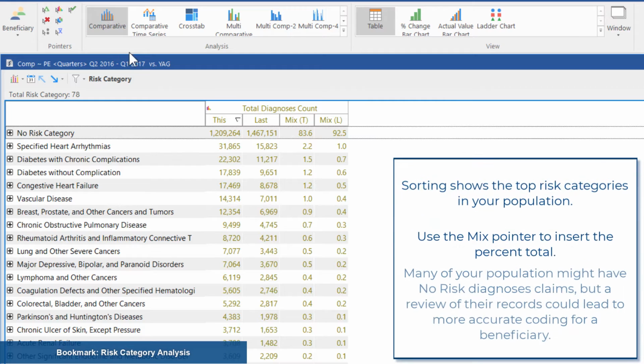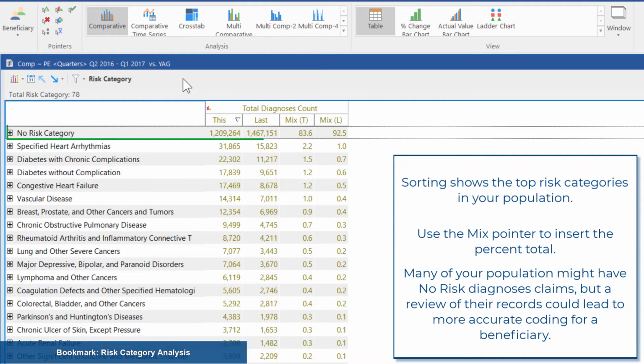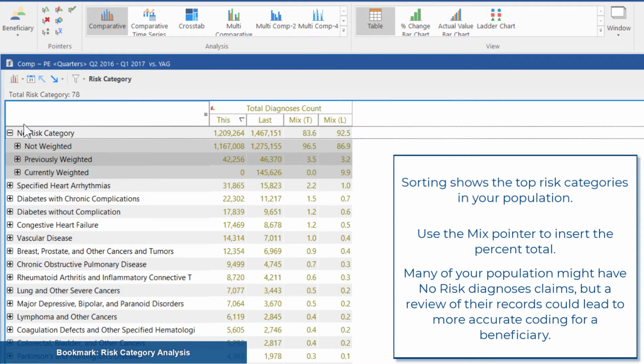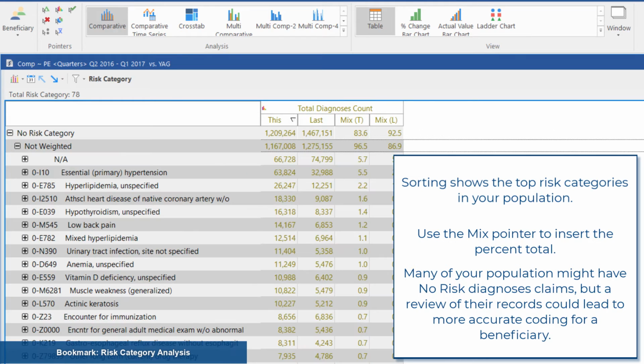In this demo ACO, you can see that almost 84% of their diagnoses are in the no risk category. While many of your population may have no-risk diagnoses claims throughout the year, a review of their records to find if there were any more specifically accurate diagnoses or diagnoses that make note of complications that arose could lead to more accurate coding for that beneficiary. Consider implementing chronic care management programs around these top conditions.